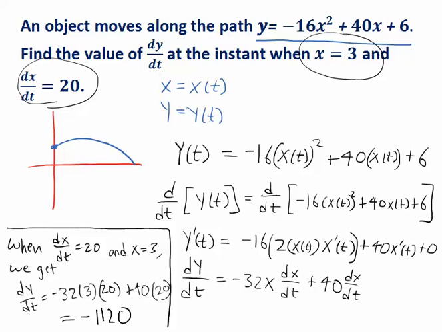Since the y-coordinate is the vertical position of the object, we could interpret this as saying that the object is moving downward. The y-coordinate's decreasing at this rate. And if we had units on this question, maybe this is something like moving downward at 1,120 feet per second. By the way, these numbers are not realistic.